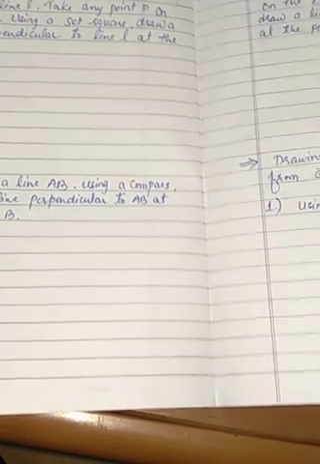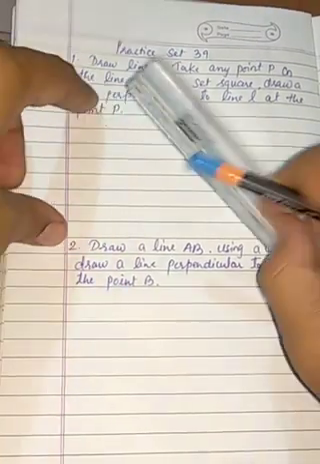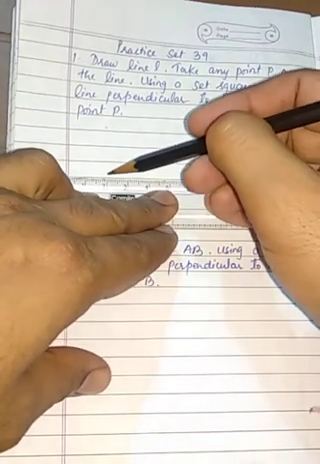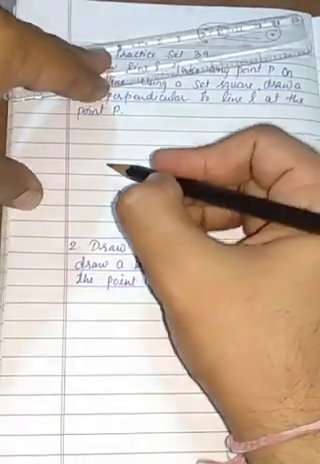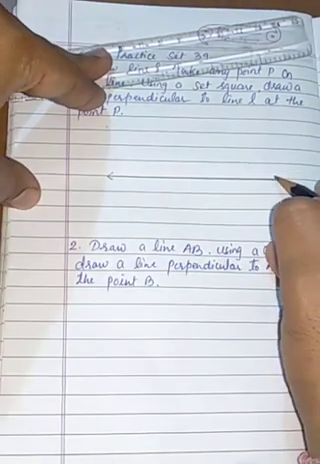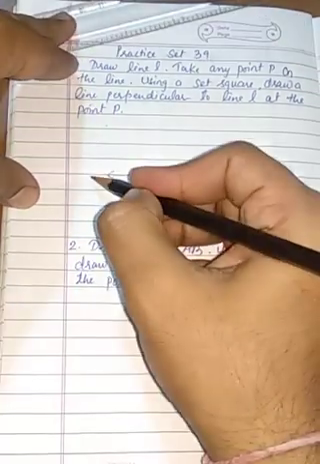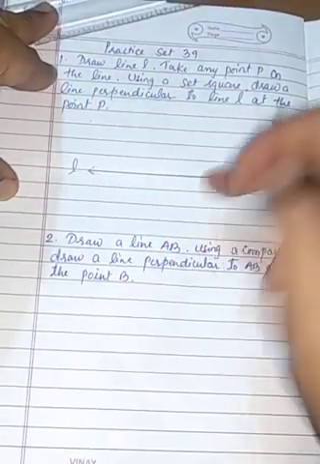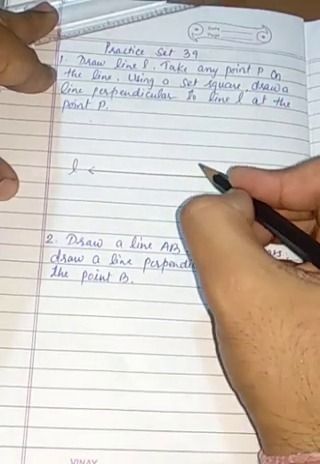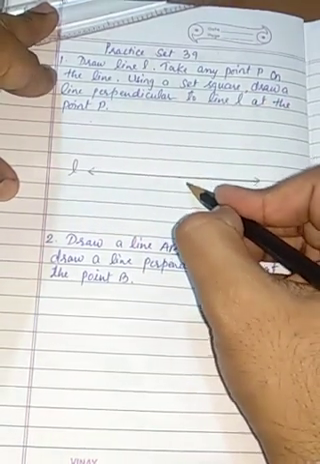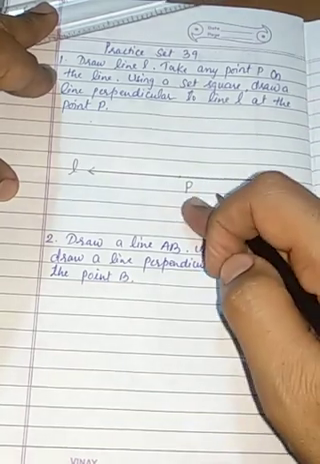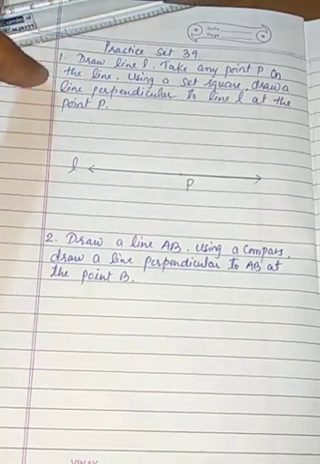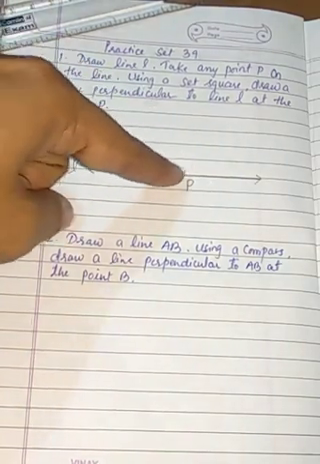draw line L. The question says draw line L. Let's draw. So I will draw line L here. A line doesn't have a fixed length, so you can draw any length. Name it line L. Whatever name is given in the question, you write the same name, line L. Take any point P on the line. I took point P here. Is it clear? Now what is the instruction? Using a set square, draw a line perpendicular to line L at point P.